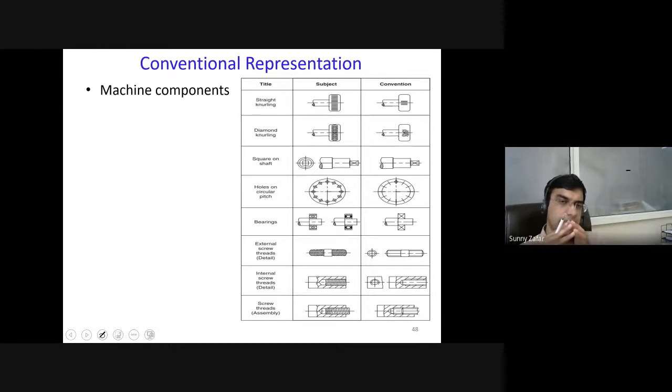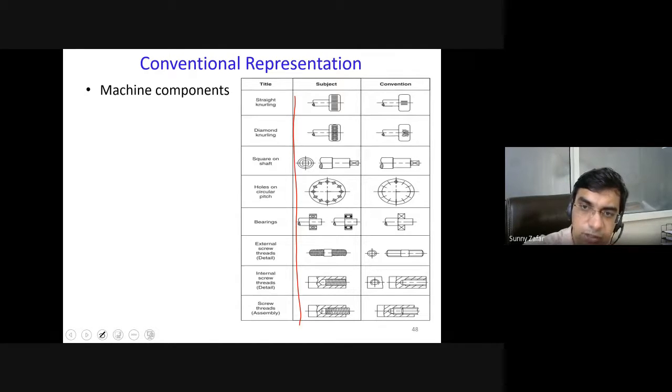Now there are several machine components which are present, and it becomes very tedious to represent each of them in the most detailed way. So certain conventions are followed. For example, in knurling or diamond knurling, these are different patterns which are produced on different parts. Similarly, a square on a shaft or holes in a circular pitch and so on. So this is basically the subject.